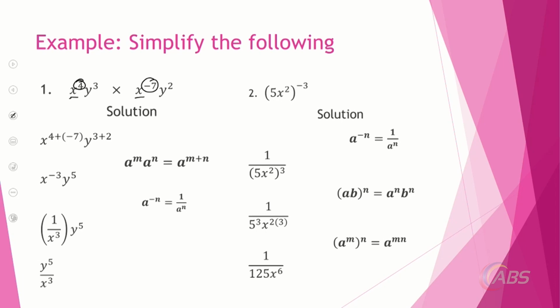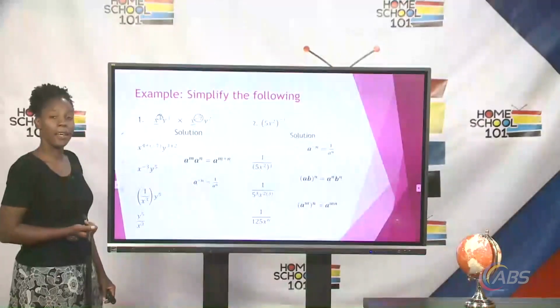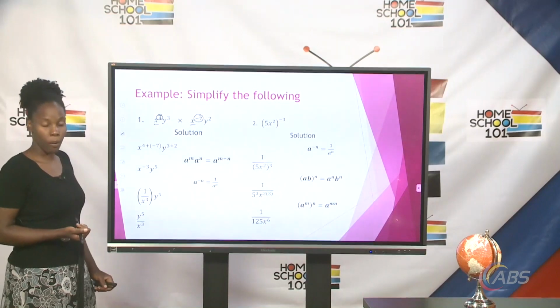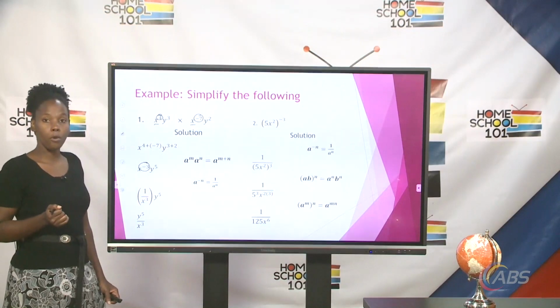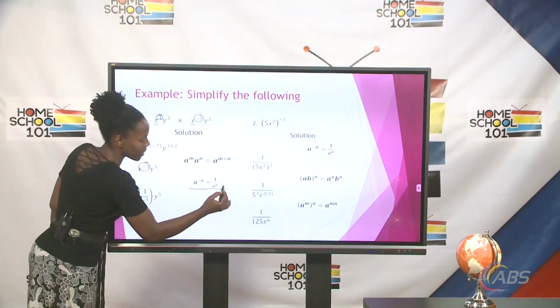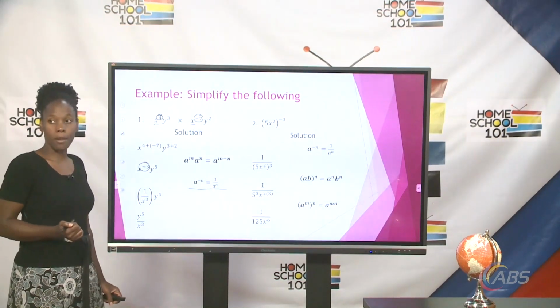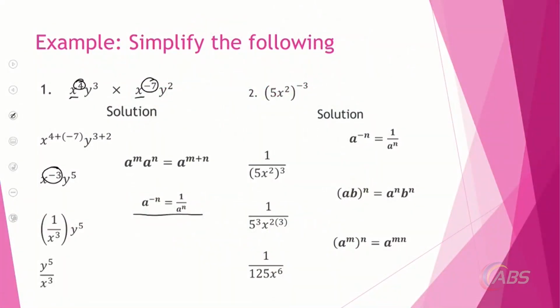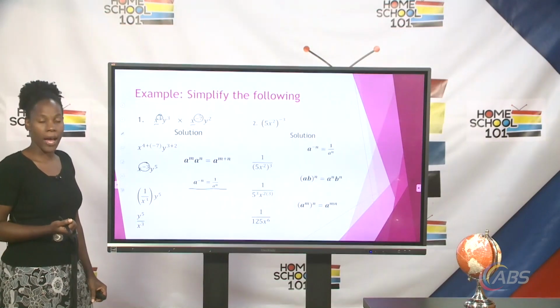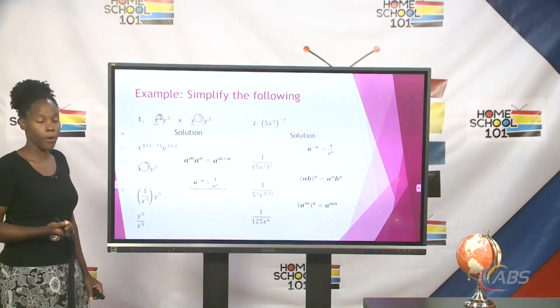For my y, 3 plus 2 would give me 5. Hence it is x to the negative 3, y to the power 5. But then we have a negative 3 here, and we have a rule which states that once we have anything to the negative power, I simply get rid of the negative by writing it as a fraction. So this x to the negative 3, I now write it as 1 divided by x to the positive 3. I can then go ahead and multiply, and it becomes y to the power 5 divided by x to the power 3.